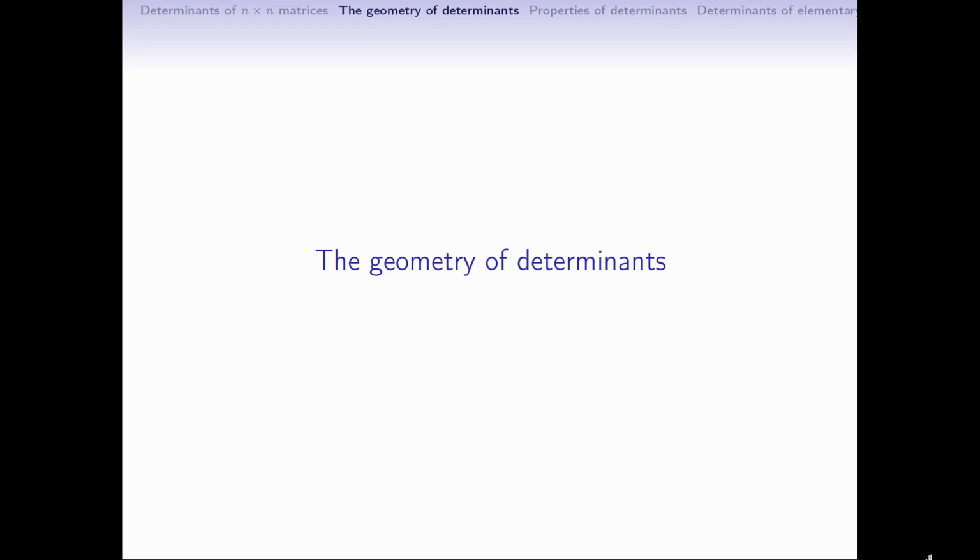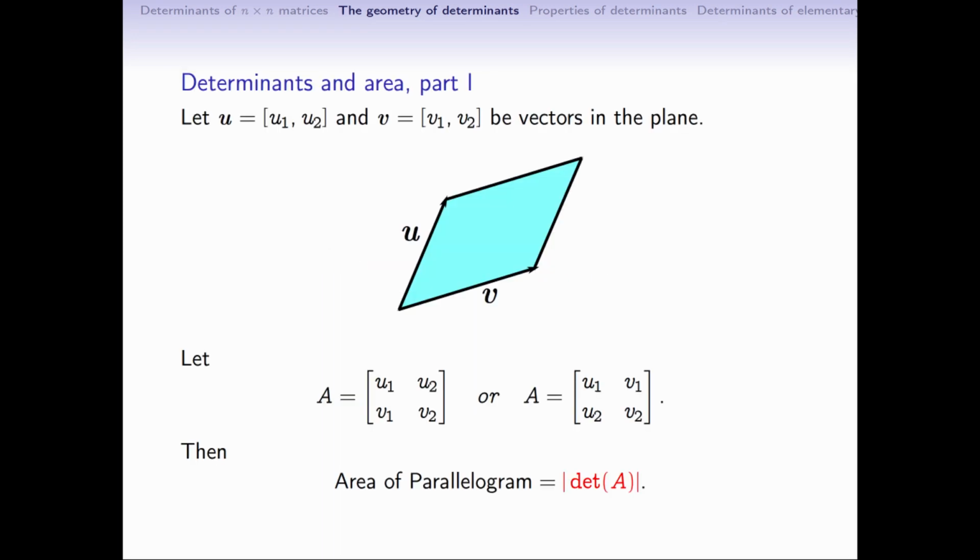Our next topic is the geometry of determinants. It turns out that determinants are useful for calculating certain areas and volumes. Let's take a look at an example in the plane. So let U and V be vectors in the plane. Let's say for the sake of argument that U has components U1 and U2, and V has components V1 and V2. Now, we know as long as U and V are not themselves parallel, that they determine a parallelogram. What we want to do is compute the area of that parallelogram, and it turns out that we can easily compute this area using determinants.